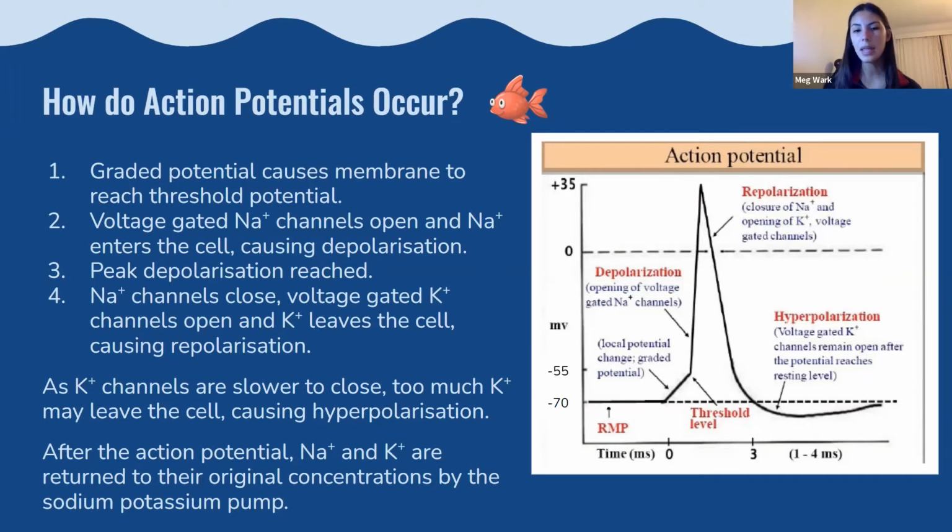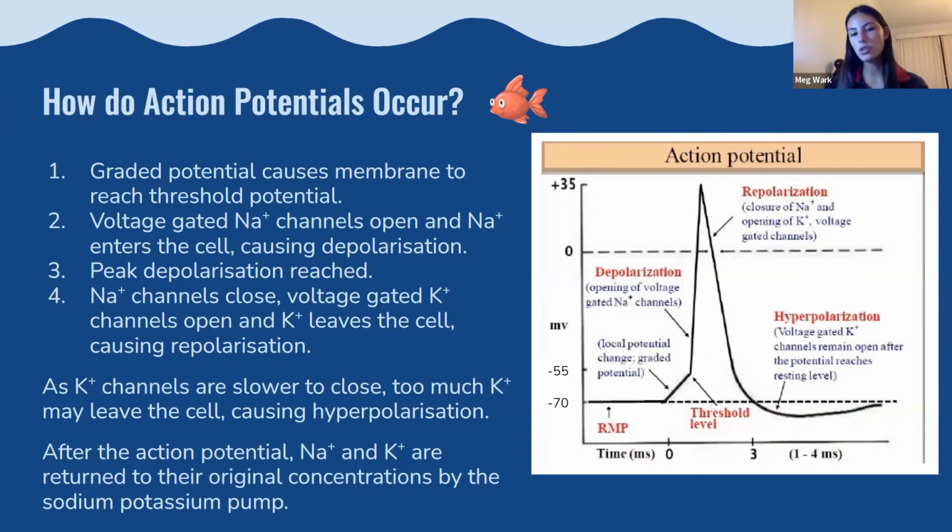And then as potassium channels are slower to close than sodium channels, like I said on the previous slide, sometimes you can have a little bit too much potassium leaving the cell just because they're slower to shut, so a little bit too much gets out. And that causes hyperpolarization. So that's where it becomes more negative than resting membrane potential. And you can see that on the graph where it has a little bit that goes under the line.